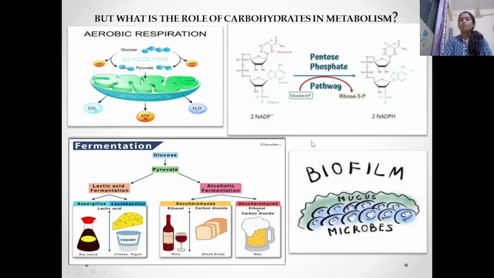Now, this is all about glycolysis and aerobic and anaerobic respiration. But there is also a third type of cycle which mostly occurs after glycolysis, and it also occurs in the cytosol where glycolysis takes place.